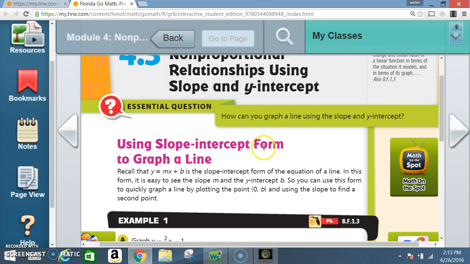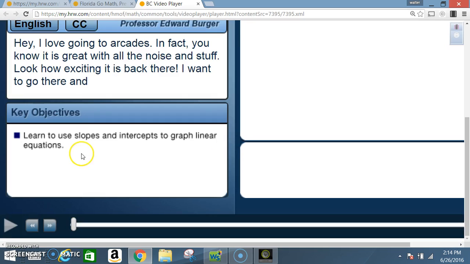Using slope-intercept form to graph a line. Recall that y equals mx plus b is the slope-intercept form of the equation of a line. In this form, it is easy to see the slope m and the y-intercept b. So you can use this form to quickly graph a line by plotting the point (0, b), that's a fancy way of saying plotting the y-intercept, and then using the slope to find a second point. All right, let's take a look at the video for example 1.